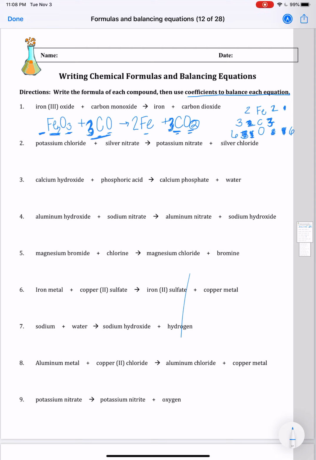And so it looks to me like everything is balanced, but I always like to go back through one more time and double check. I have 2 irons and 2 irons. I have 3 plus 3 oxygen, which is 6 oxygen, and 6 oxygen here. I have 3 carbons and 3 carbons. So this is correct, okay. Iron oxide plus 3 carbon monoxide yields 2 iron plus 3 carbon dioxide is the balanced chemical equation for this.